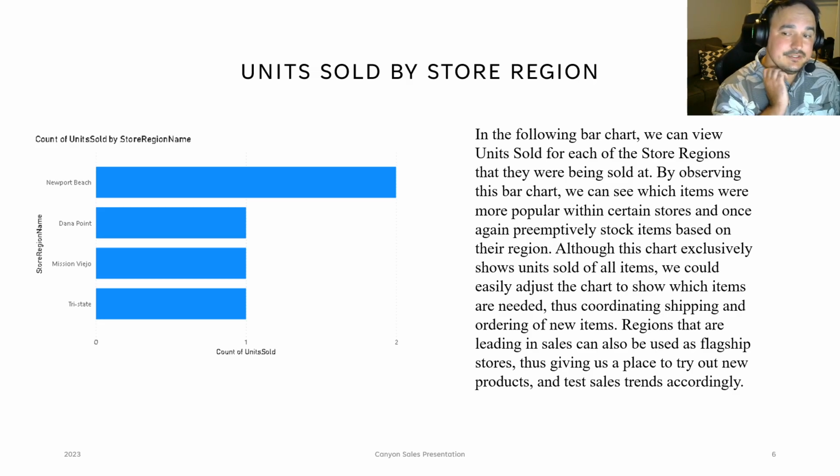Regions that are leading in sales can also be used as a flagship store, thus giving us a place to try out new products and test sales trends accordingly. So studying which stores are doing better in sales can give us an idea of, like I said previously, where to put these new promo deals, and where they might perform better than others.